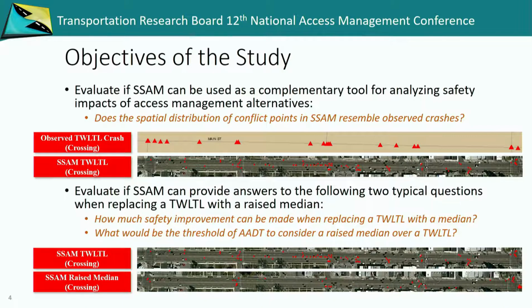So we need to essentially calibrate this or look at least at some data to see if this is a possibility. Then, assuming that it is, see if we can answer these two questions. First of all, how much safety improvement can be made when replacing a two-way left turn lane with a raised median? And second, what kind of a threshold value should we input in terms of when we need to put a raised median in instead of a two-way left turn lane?